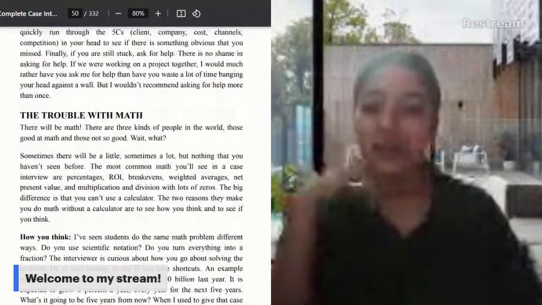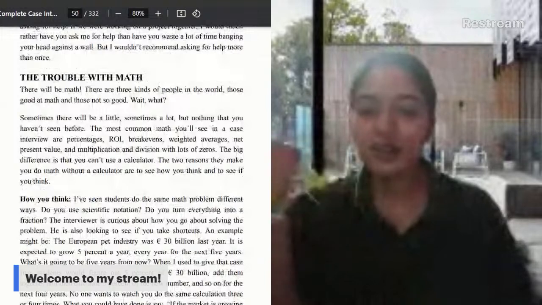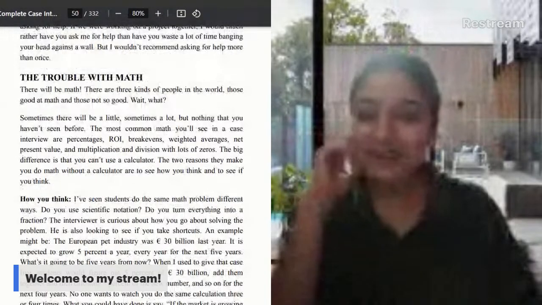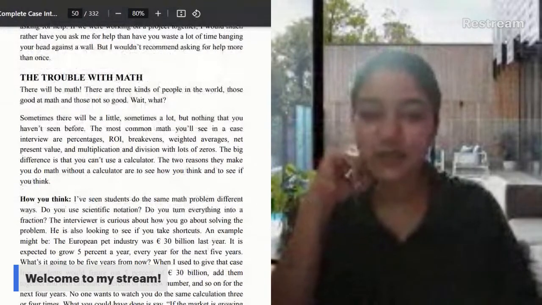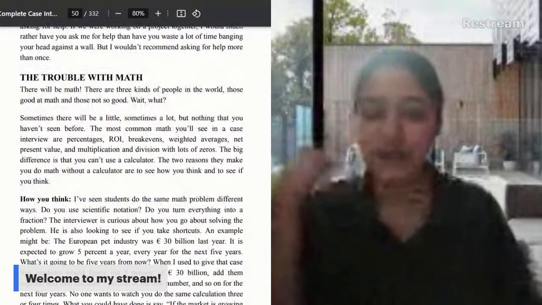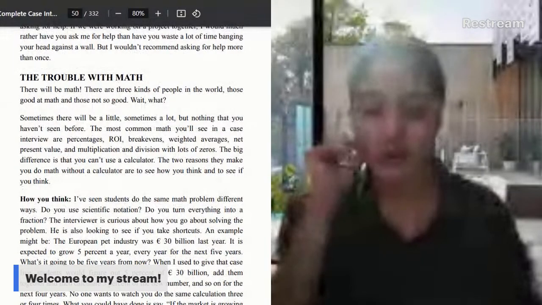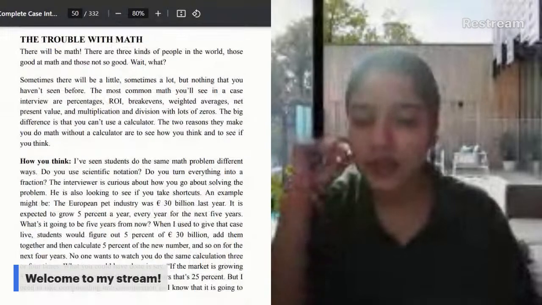The trouble with math: there will be math. There are 3 kinds of people in the world: those good at math and those who are not. Sometimes it will be a little, sometimes a lot, but nothing that you haven't seen before. The most common math you'll see in a case interview are percentages, ROI, break-evens, weighted averages, net present value, and multiplication and division with lots of zeros. The big difference is that you can't use a calculator. The 2 reasons they make you do math without a calculator are to see how you think and to see if you think.